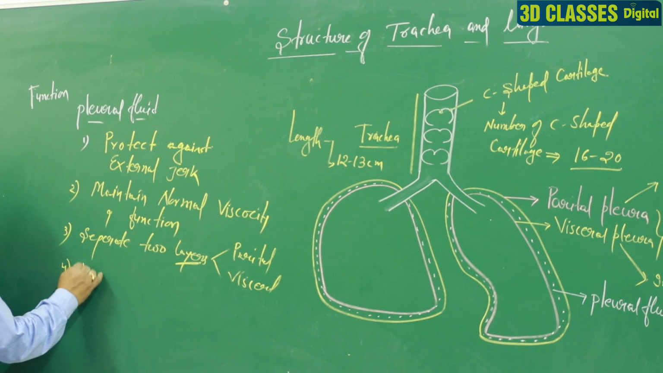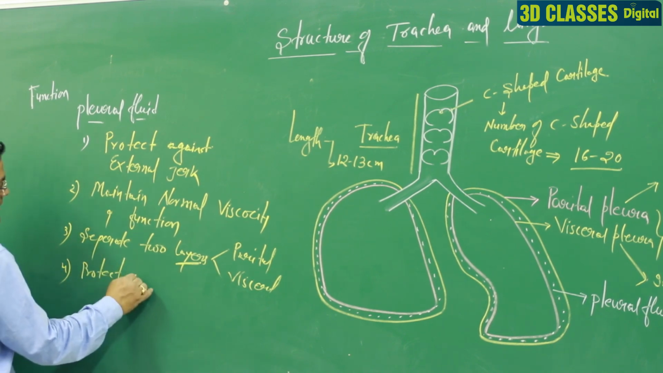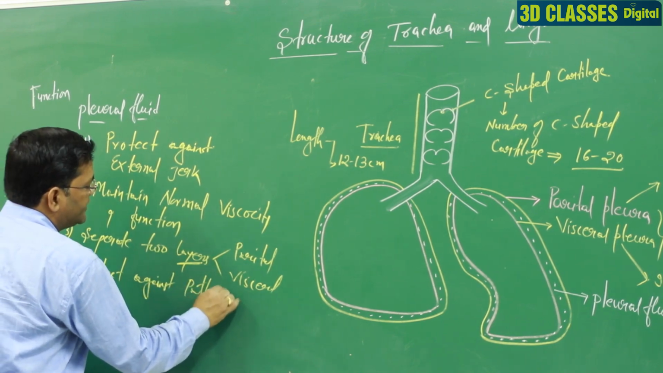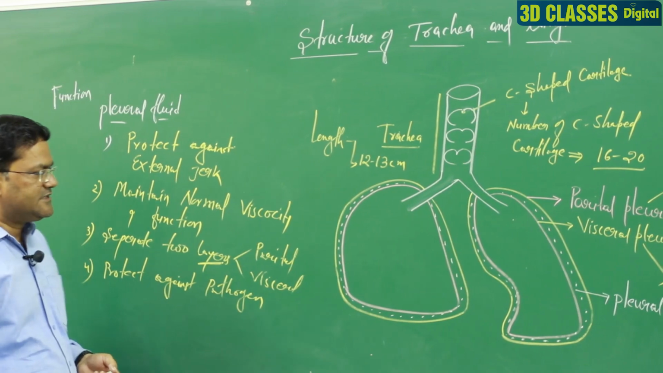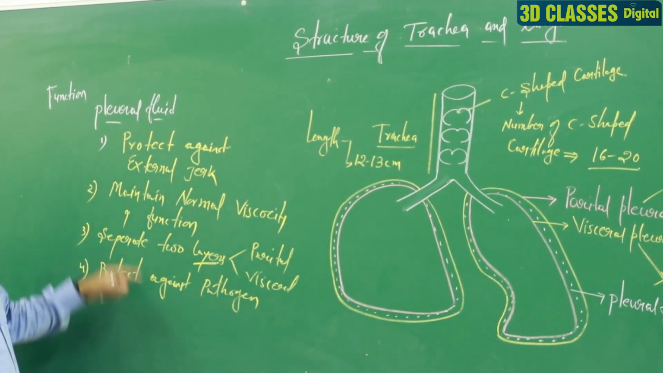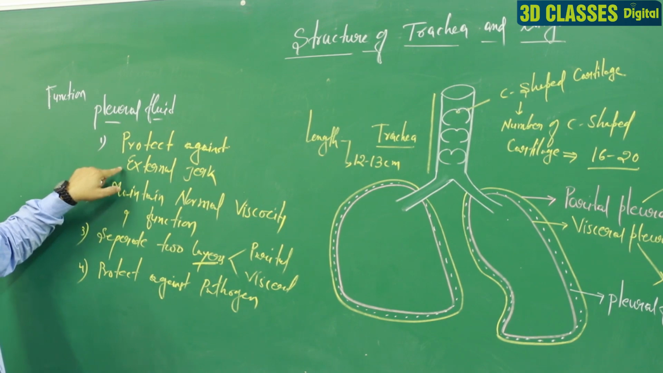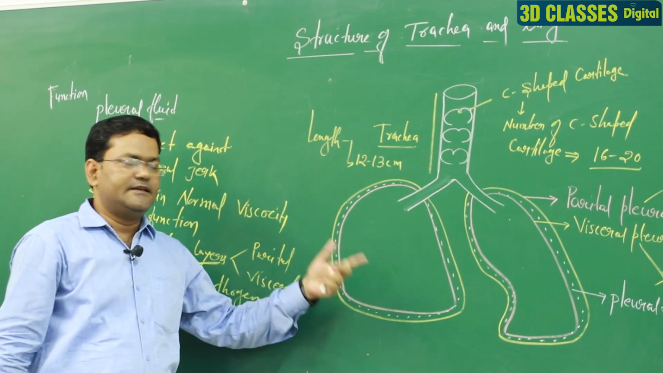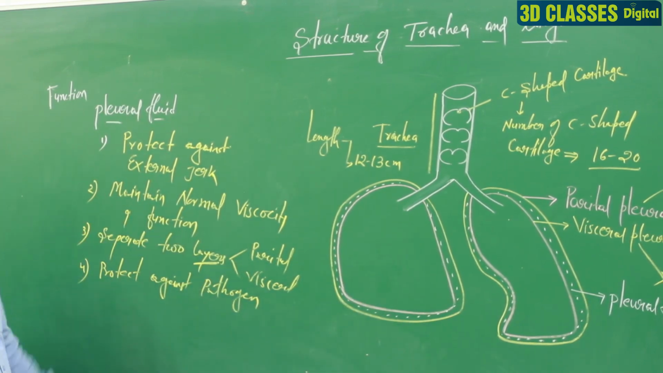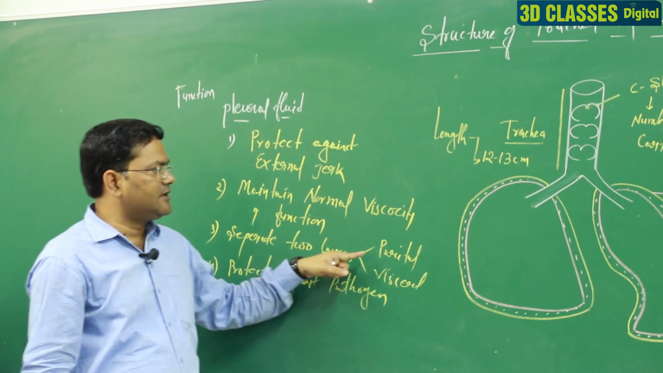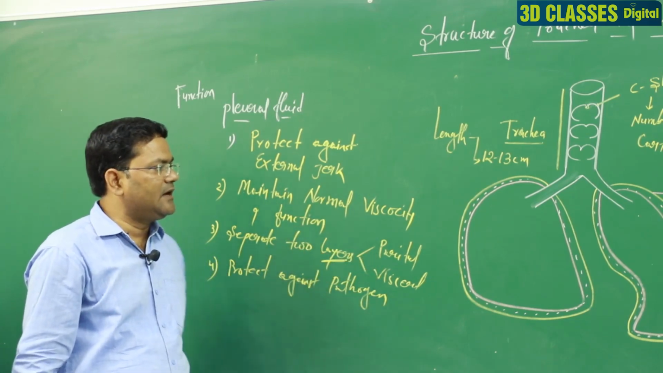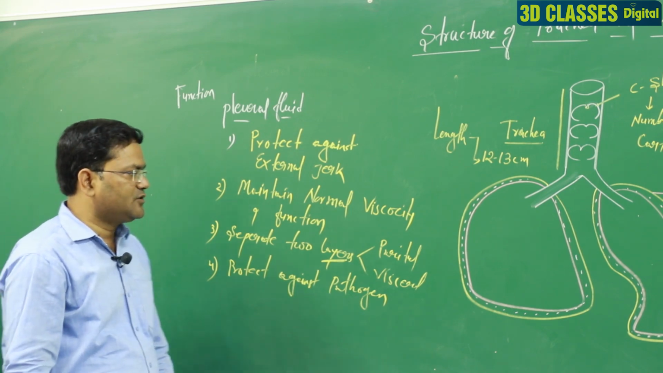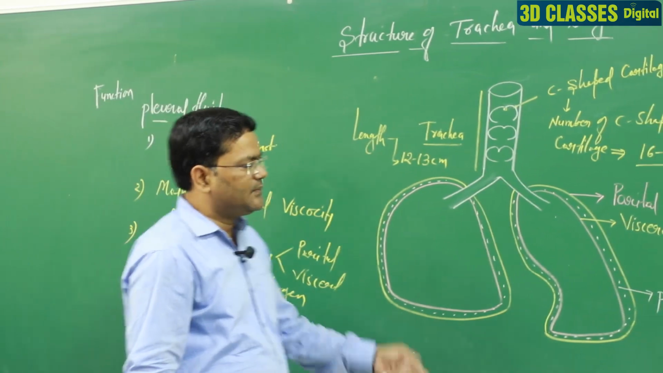And fourth, also protect against pathogens. That means, students, the pleural fluid is a specific fluid in the lungs, and this fluid protects the lungs from external jerk, maintains normal viscosity, that means its viscous nature, and the functions of the lungs are also maintained. It separates two layers, the parietal pleura and visceral pleura, with the help of this fluid, so the lung structure maintains itself and protects against pathogens. So this is the main function of this fluid.